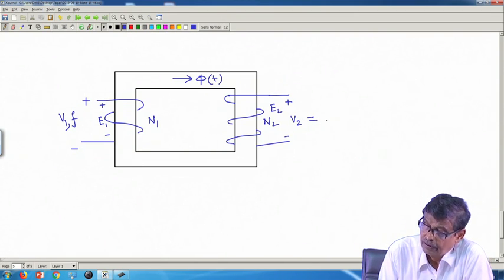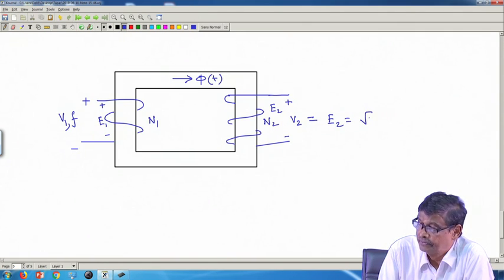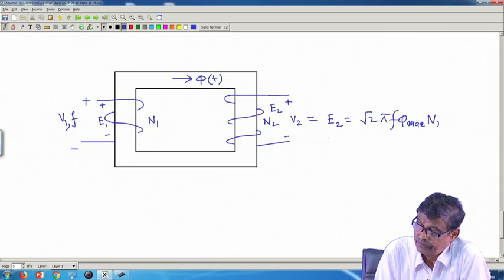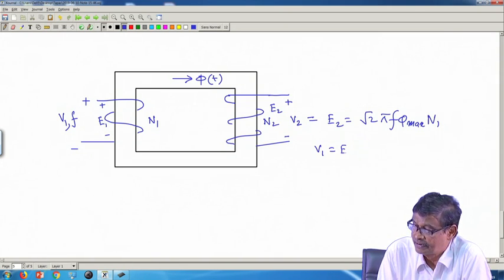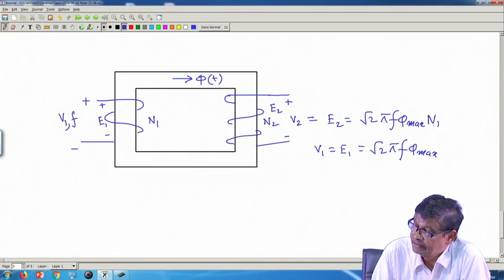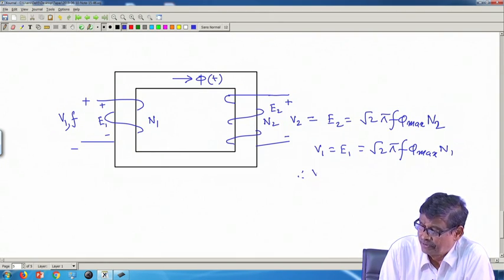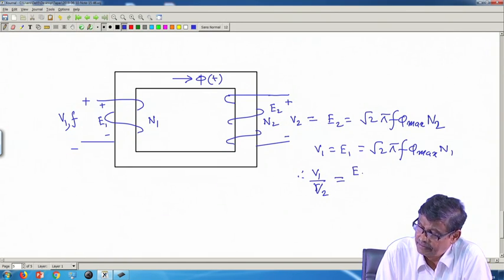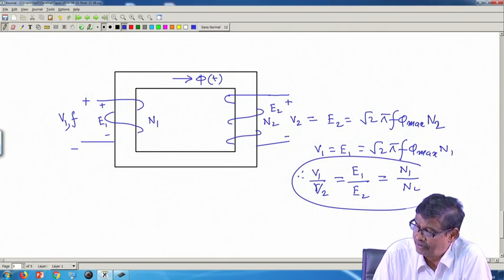So V2 is equal to E2 is equal to root 2 pi f phi max into N2, and also I know V1 is equal to E1 is equal to root 2 pi f phi max into N1. It is easy to show that V1 by V2 is equal to E1 by E2 is equal to N1 by N2. This is one famous formula.